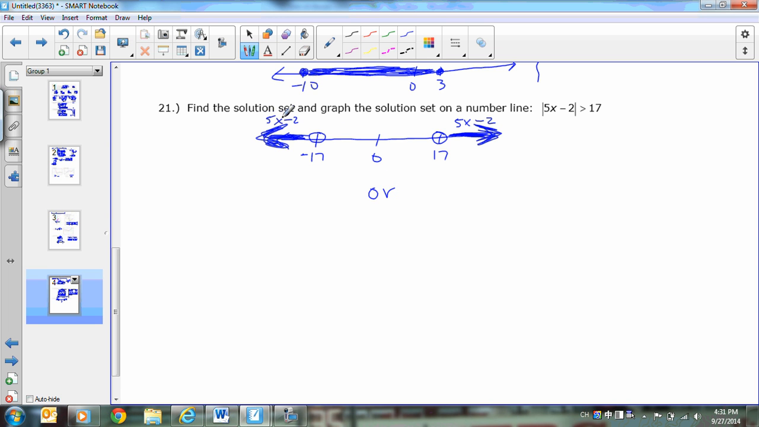Okay, over here, 5x minus 2 is lying to the left of -17. To the left of means less than. So 5x minus 2 is less than -17, or look over here, 5x minus 2 is lying to the right of +17, so that would be greater than +17. Greater than means lies to the right of. All right, I'm going to go ahead and pause this video and solve these two inequalities, and then I'll click it back on to sketch the number line solution.